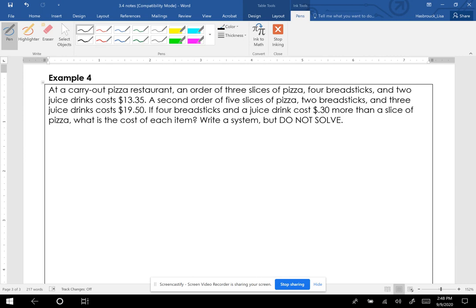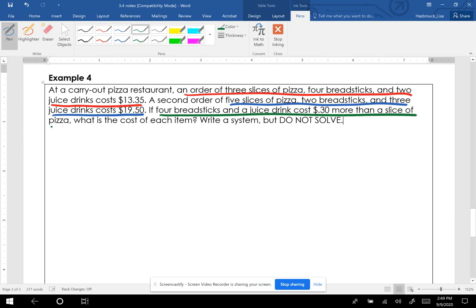So we're going to write the system that we would use, but we're not going to actually solve it. I don't know if you noticed here, but they gave us 3 separate equations, one in each sentence. So the first sentence gave us the first equation we're going to write. The second sentence gave us the second equation. The third sentence gave us the third equation.